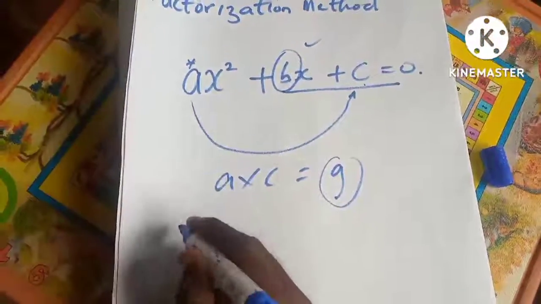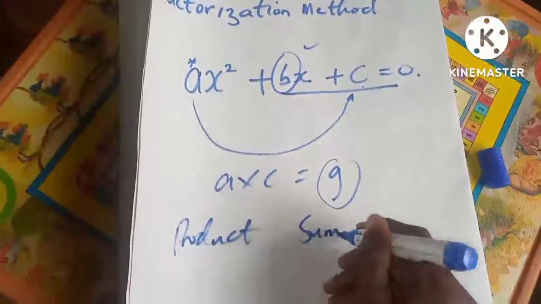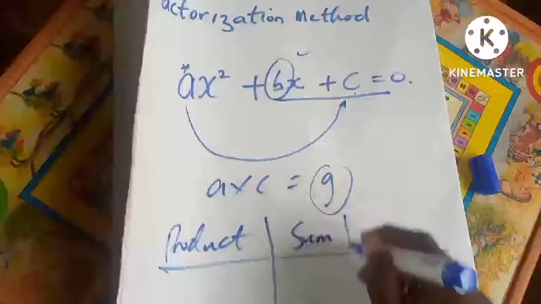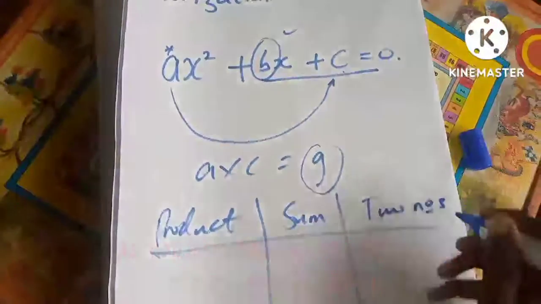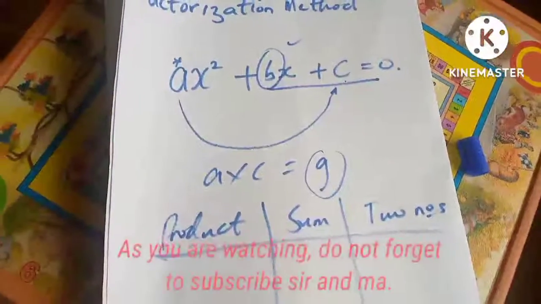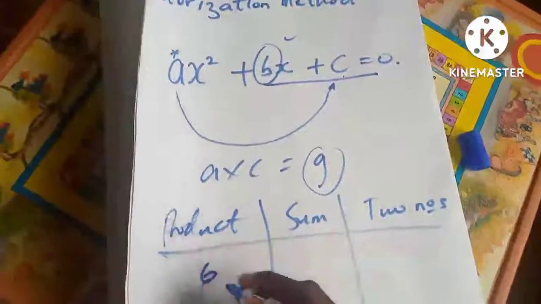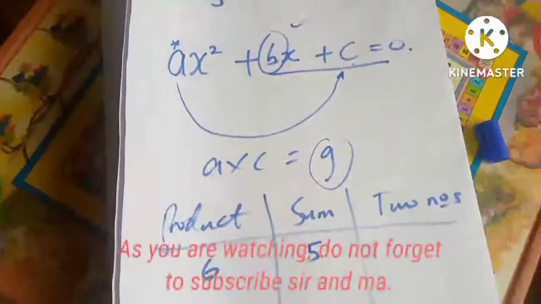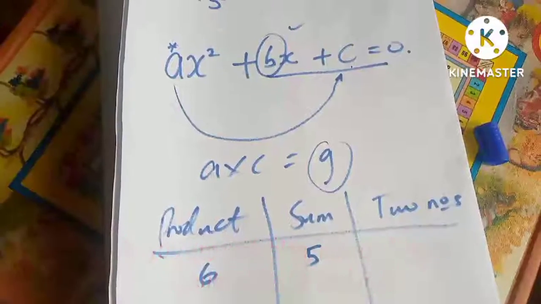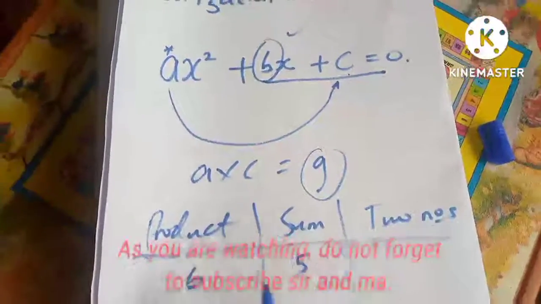Let me make a table. We have product here, we have sum, and then this column is for the two numbers. If I'm looking for two numbers such that their product will be 6 and their sum will be 5, what are the two numbers that I can have for the product to be 6 and the sum to be 5?